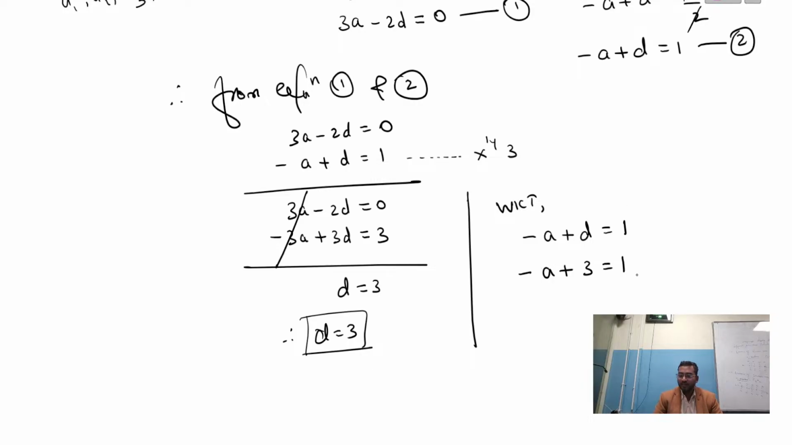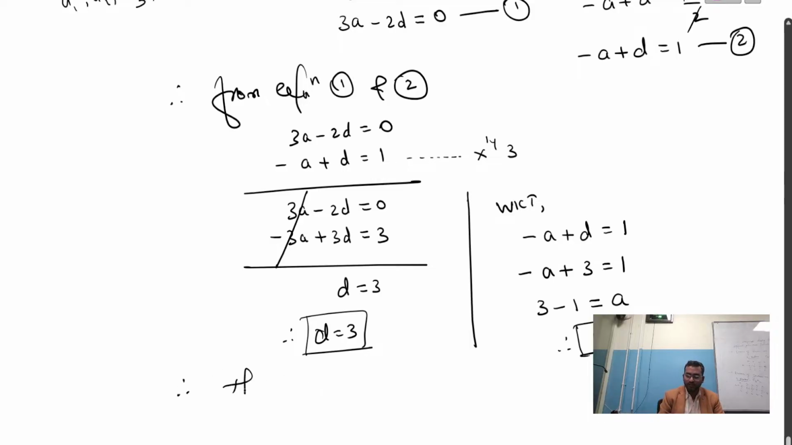So what I will do, minus a I will shift to the other side so it becomes plus a. Keep 3 as it is. Plus 1 come to the other side. Minus 1 is equal to minus a go that side, that is plus a. Now we can conclude that therefore a is equal to 3 minus 1, which is 2. We got the value of a and d.